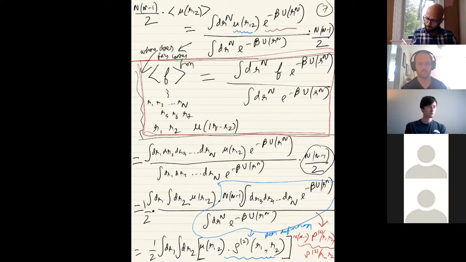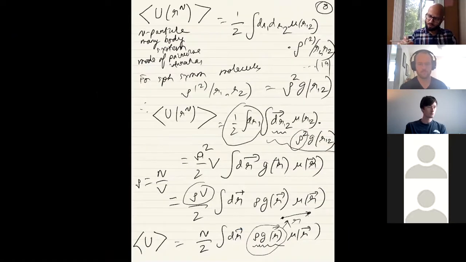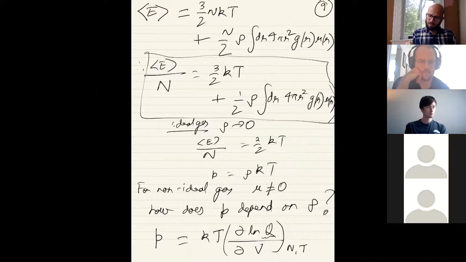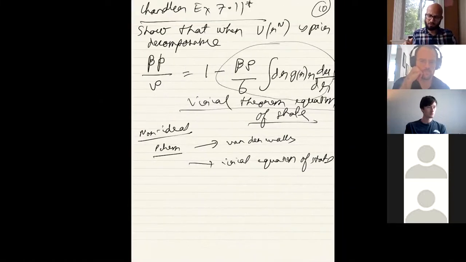We introduced our good friend rho 2 of R1, R2, the reduced distribution function, and we got this wonderful relation that gives us how the energy depends on the G of R. What we are going to do next is to solve Chandler's 7.11 and to derive the virial equation of state. Again, no surprise, you have G of R showing up over there. We will derive equation of state from some other perspective.